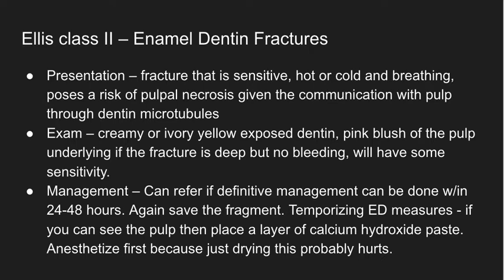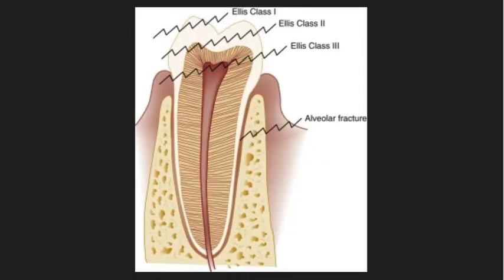We'll get to how to do that, that's another thing that's now in the dental box. You're going to want to anesthetize this before you really do anything, because just touching this to dry it or blowing on it with oxygen is going to make it very painful. So do a dental block. And here's what the Ellis class 2 looks like.